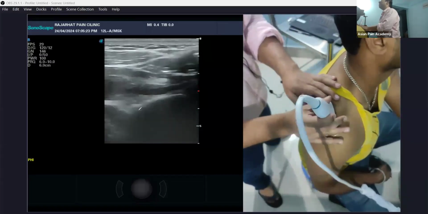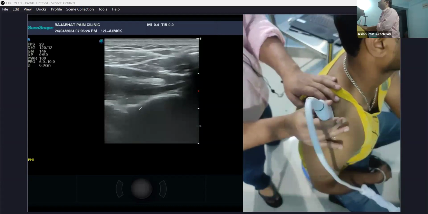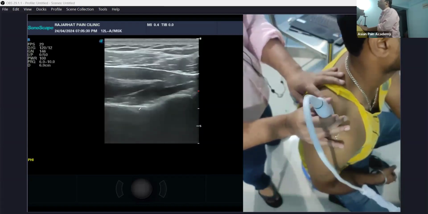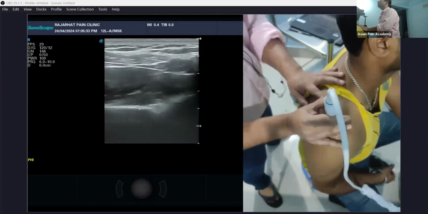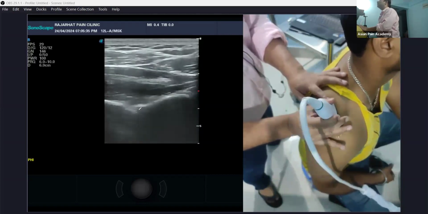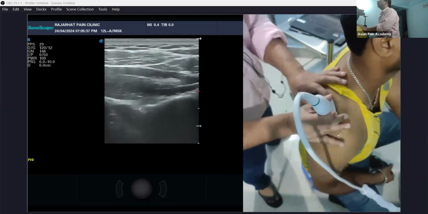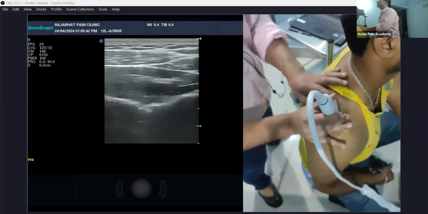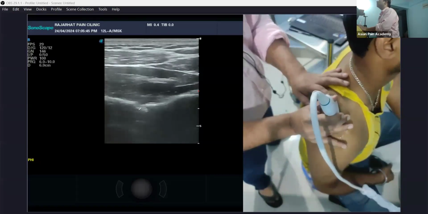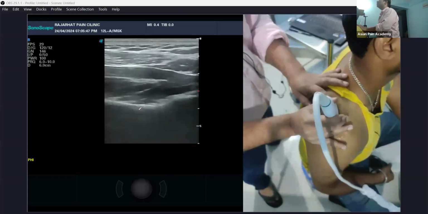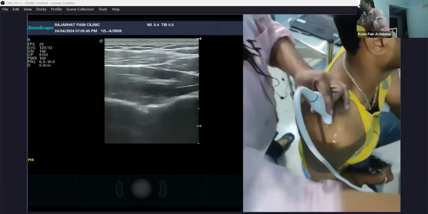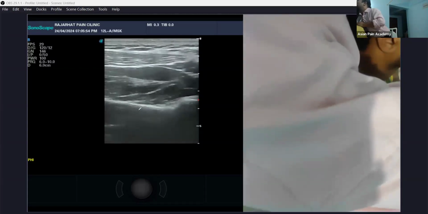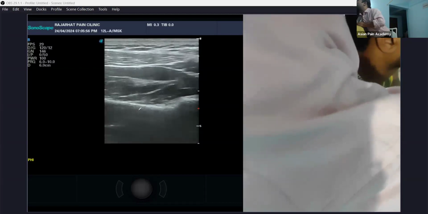Okay, so you see now this is a straight line. There is no groove. But I can just tilt it like this or like this so that I can find the groove. Now I have already found the groove. Just in the middle of the screen, this is the groove, and a small artery is there. So you can see the pulsatile artery.